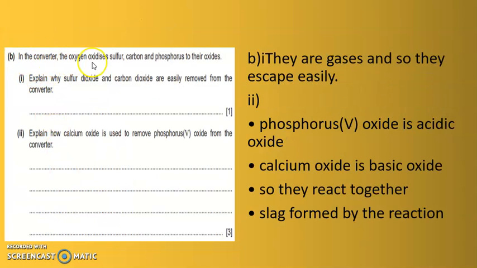Now, in the converter, the oxygen oxidizes sulfur, carbon and phosphorus to the oxide. Explain why sulfur dioxide and carbon dioxide are easily removed from the converter. As we saw earlier, they are gases and so they escape easily. Explain how calcium oxide is used to remove phosphorus 5 oxide from the converter. Phosphorus 5 oxide is an acidic oxide. Calcium oxide is basic. So they react together. They form slag by the reaction, which can be removed.